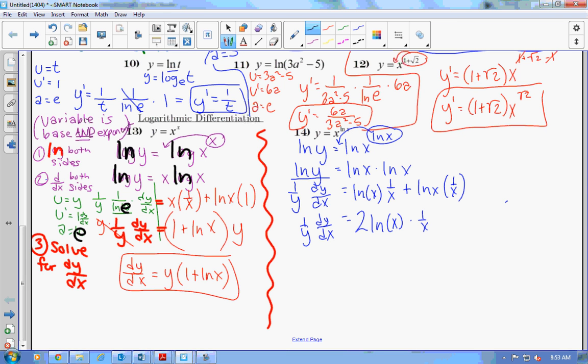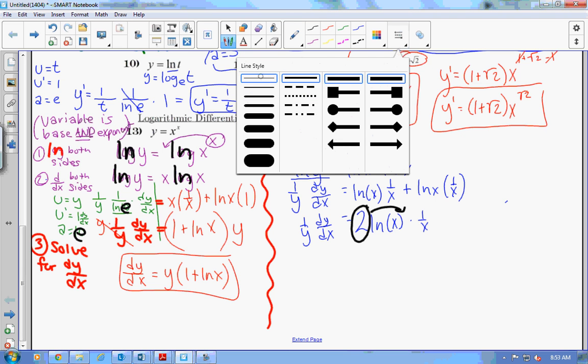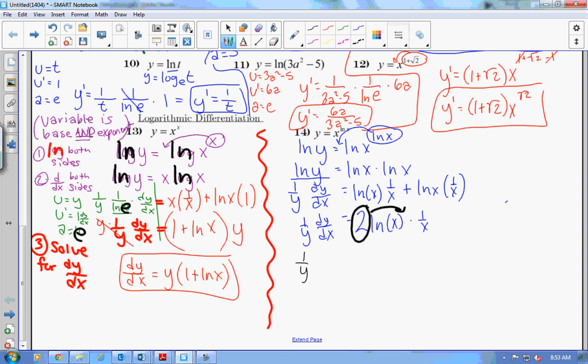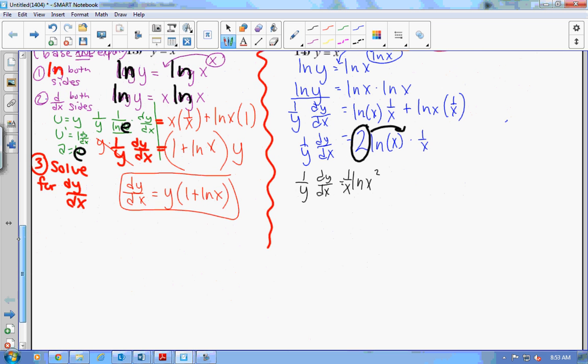Now, I guess this is optional, but where could that 2 go? Yeah, it could be the x point. Just reverse that power rule. 1 over y dy dx equals natural log x squared times, I'm going to put the 1 over x in front. What else do we need to do? Divide by 1 over y, or an easier way so we don't deal with that fraction is times by y. Times by y to everything on the left, times by y to everything on the right. We get dy dx equals y over x natural log x squared.